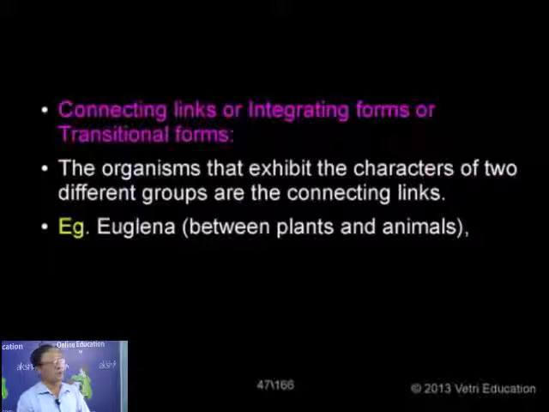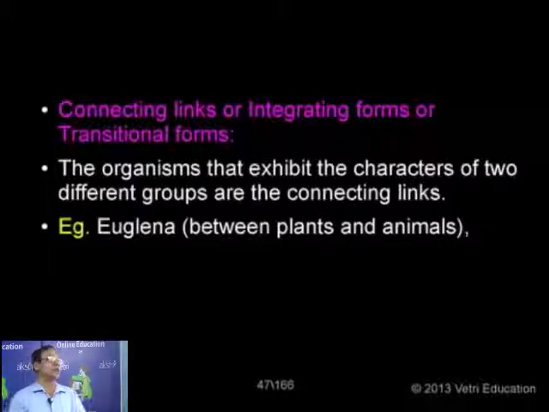In the animal kingdom, based on these connecting links, we have assumed that some of the ancestral forms gave rise to other organisms, or that the present organisms have evolved or descended from common ancestors. The ancestry has been assumed based on the nature of the characters possessed by the organism between two different groups. Those organisms that exhibit characters of two different groups are called connecting links. We have a number of connecting links in the animal kingdom.